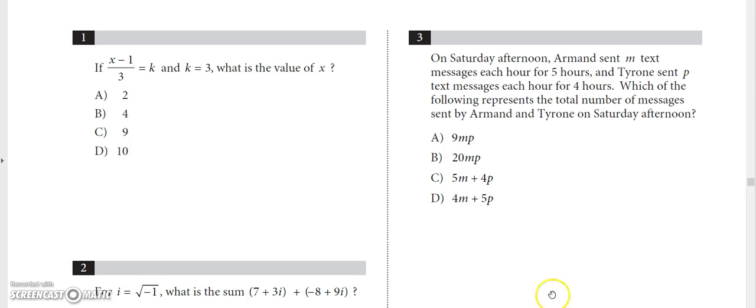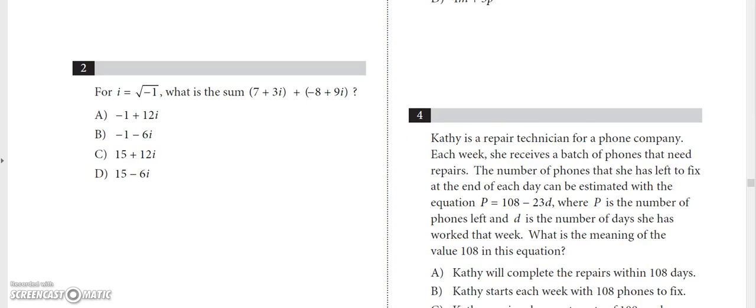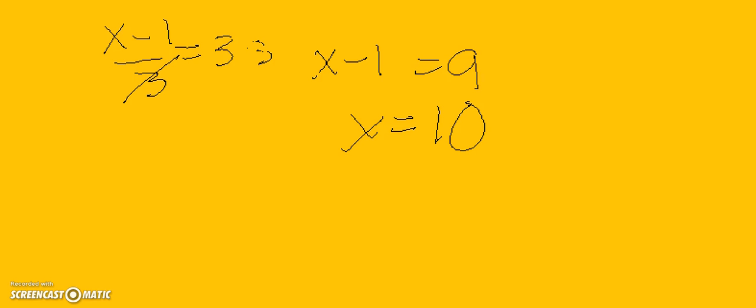So let's go to number 2. It says for i equal to the square root of -1, what is the sum 7 plus 3i plus minus 8 plus 9i? Okay, so don't let the fact that you have i in here scare you. Just treat it like a variable. Just treat it like it's an x. So let me write down this problem.